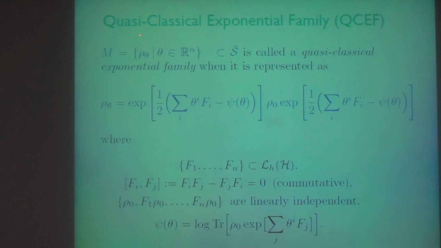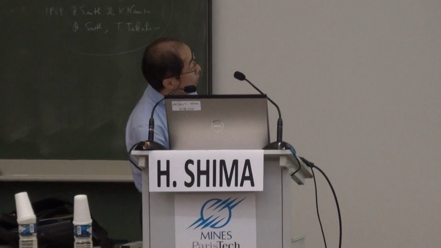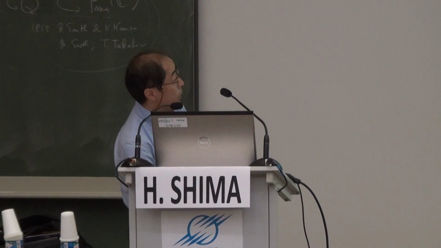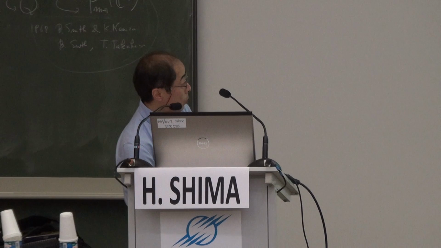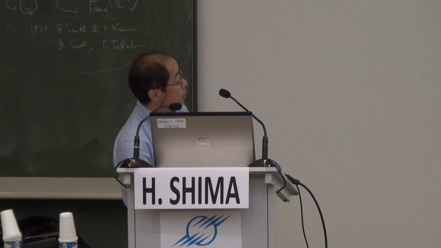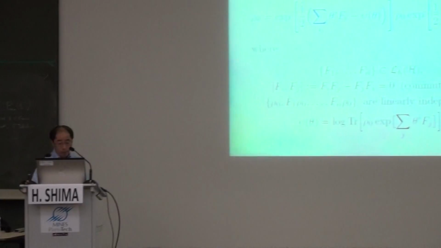Now let us consider a kind of quantum exponential family. A manifold M of the total space is called a quasi-classical exponential family, or QCEF for short, when it is written in this form. Here F_1 through F_n are commuting Hermitian operators, and these operators are assumed to be linearly independent, which assures the injectiveness of the parameterization. And psi(theta) is written like this, which assures that the trace of rho_theta is 1.